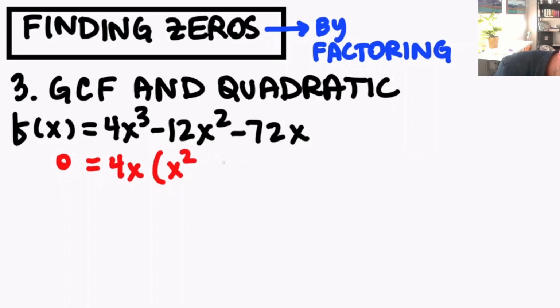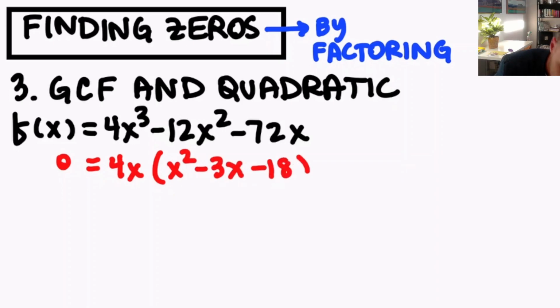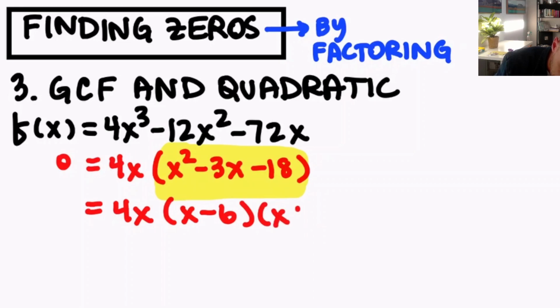And so this is going to be x squared minus 3x minus 18. And that thing on the inside of the parentheses, that's what we're talking about when we say a quadratic. And we're just going to factor this the old-fashioned way, looking for two numbers that multiply to negative 18 while adding to negative 3. And that's going to be somehow 6 and 3. So thinking x minus 6, x plus 3.